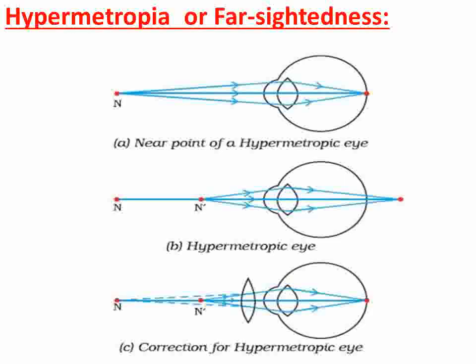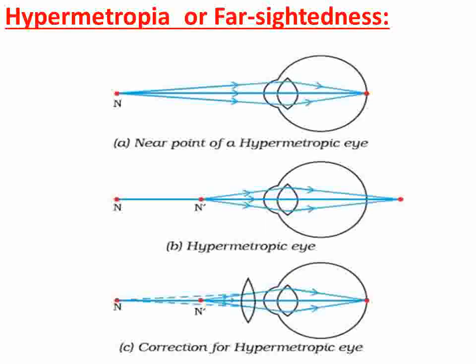Diagram of far-sightedness. The near point is at 25 centimeters from the eye, and in diagram 1 it is forming the correct image. In the next diagram, the near point is for a hypermetropic eye, and here the image is formed behind the retina, outside the eye, so it is not visible clearly. Now the third diagram shows the correction of the hypermetropic eye.